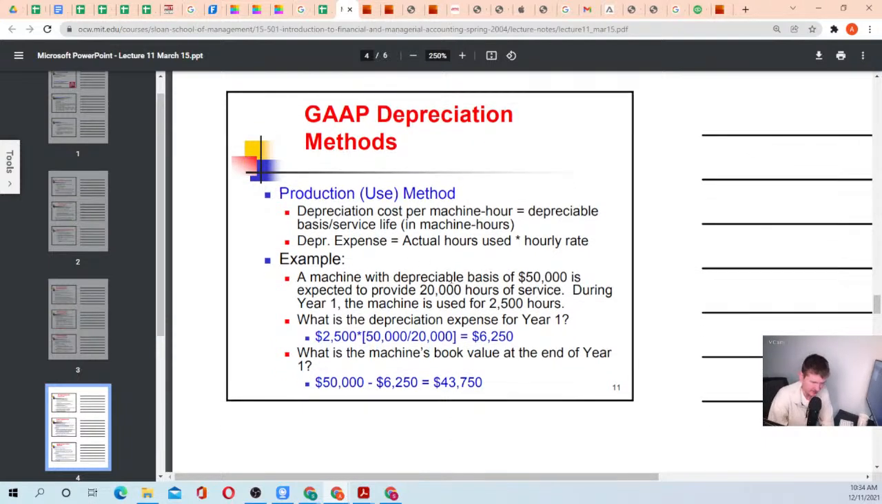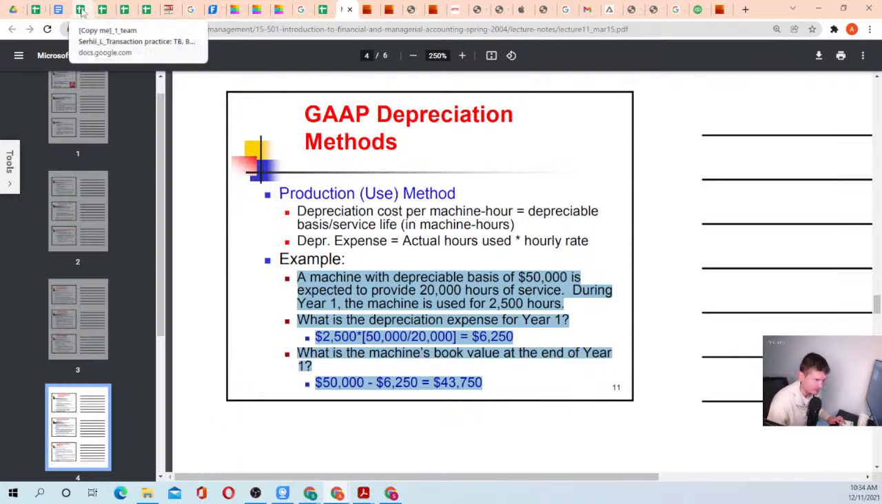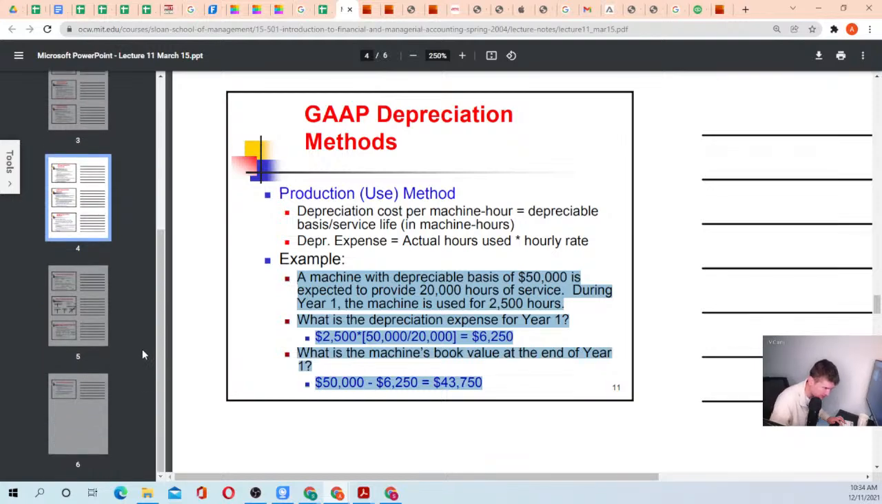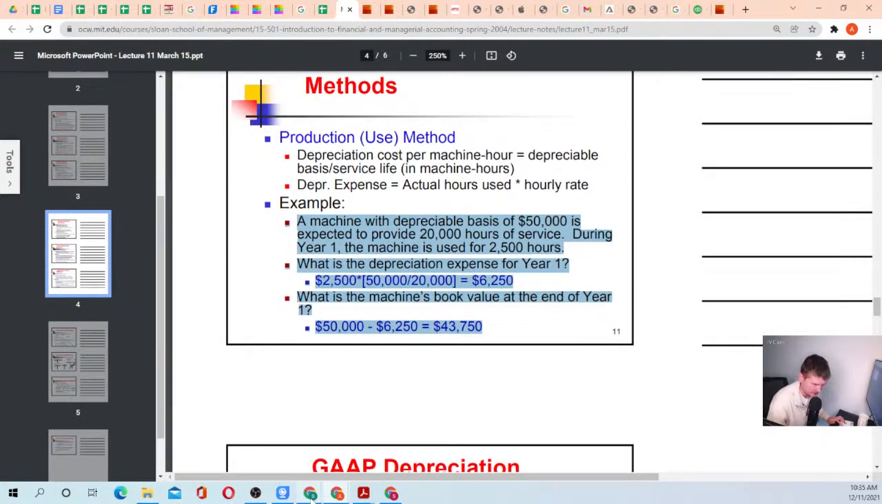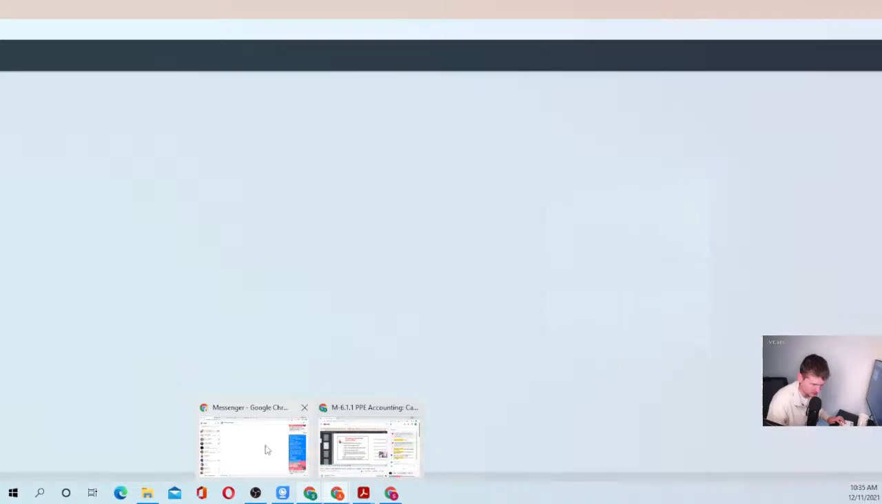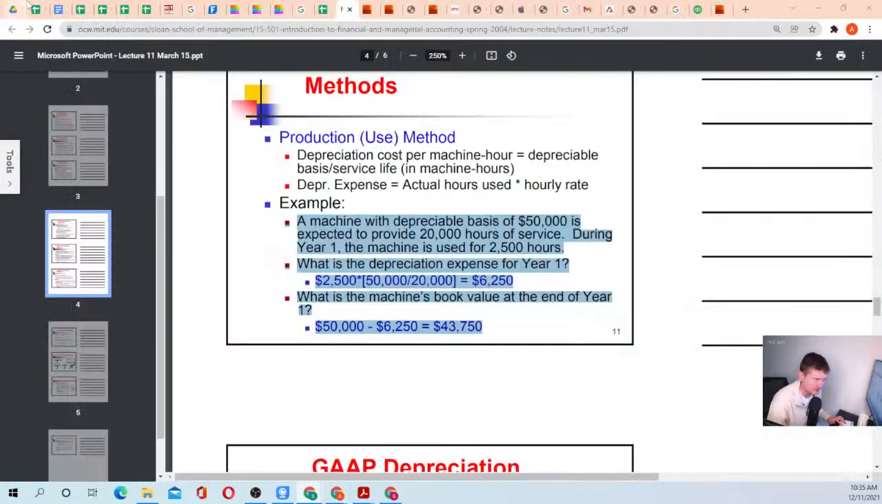Let's see. A machine with depreciation basis of 1,000 hours is expected to provide 20,000. During year 1, the machine used for 2,000. What is the depreciation expense for year 1? What is the machine book value at the end of year 1? Let me see. Do we have much left here? Okay. I hope we still have time for some practice.